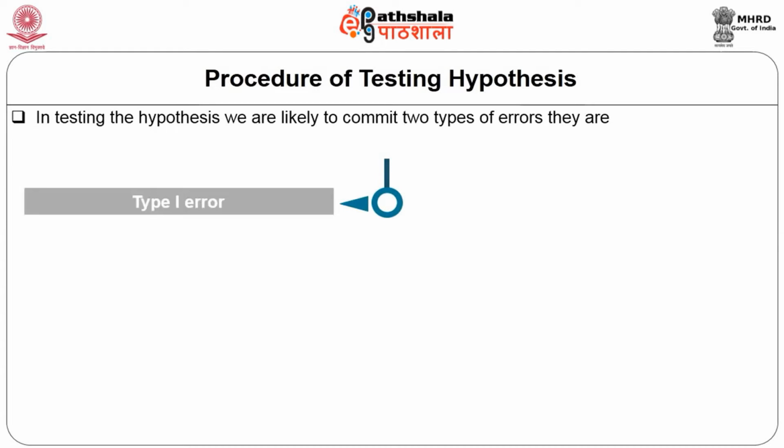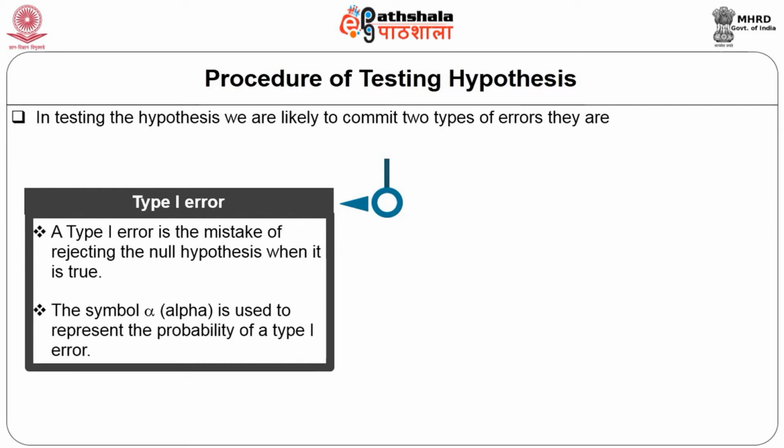One is type 1 error. Type 1 error is the mistake of rejecting the null hypothesis when it is true. The symbol alpha is used to represent the probability of type 1 error. Type 1 error is nothing but a false positive. In general, by universally accepted convention, we cannot accept more than 5% of this type.